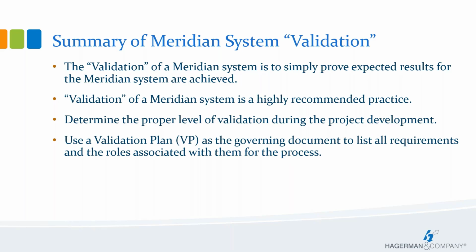In the third one there, again, determine the proper level of validating during project development. Don't wait until halfway through a project and decide that you want to or not to validate a system. Put the work in up front and decide what you're going to do, establish a validation plan, and then make sure you execute everything in that validation plan. Don't overdo it, but then again, don't sell yourself short so that you're not getting the benefits that you should get from a validated system. And the last point here is use a validation plan, or a VP, as the governing document to list all requirements and the roles associated with them for the process.